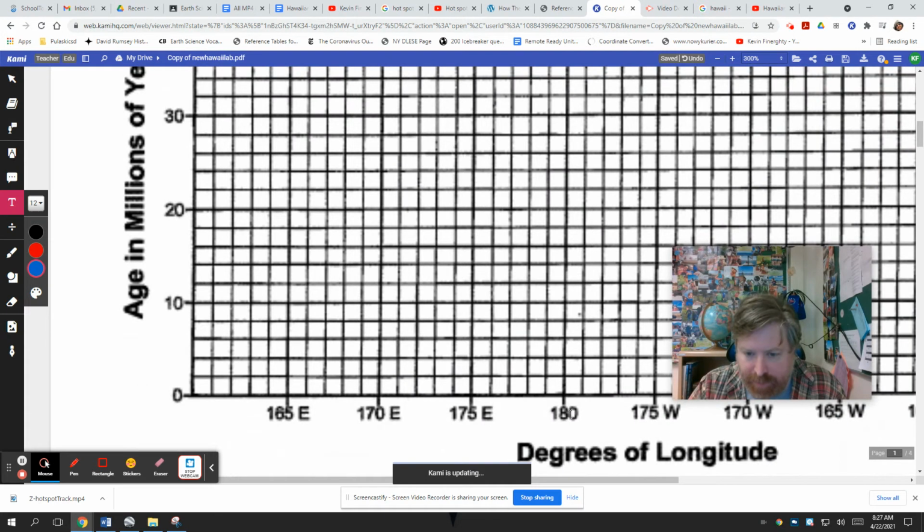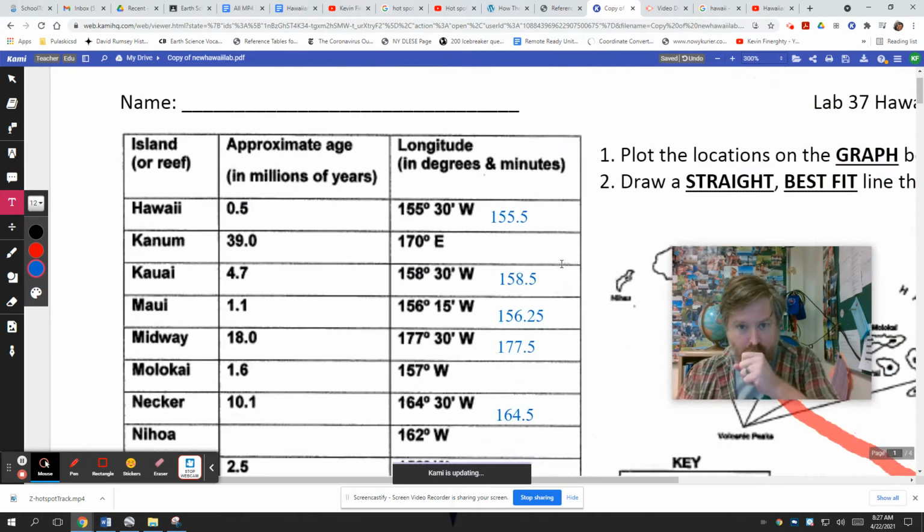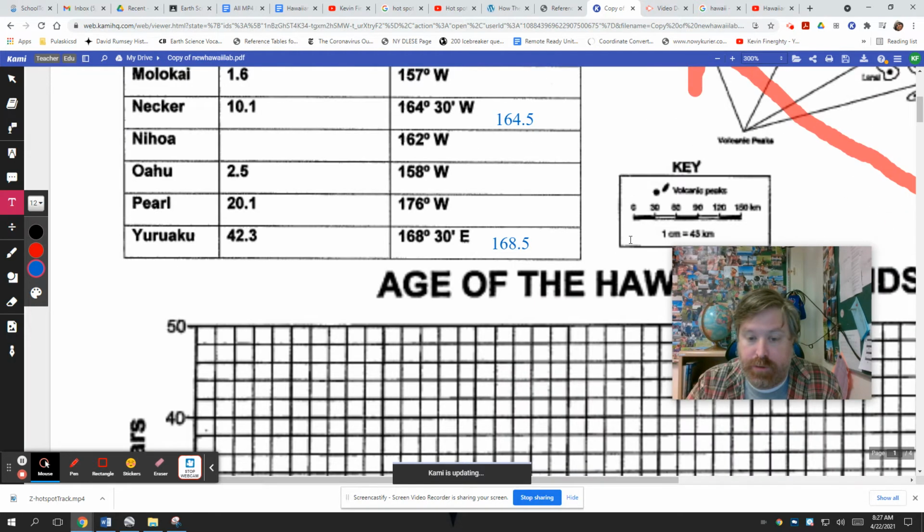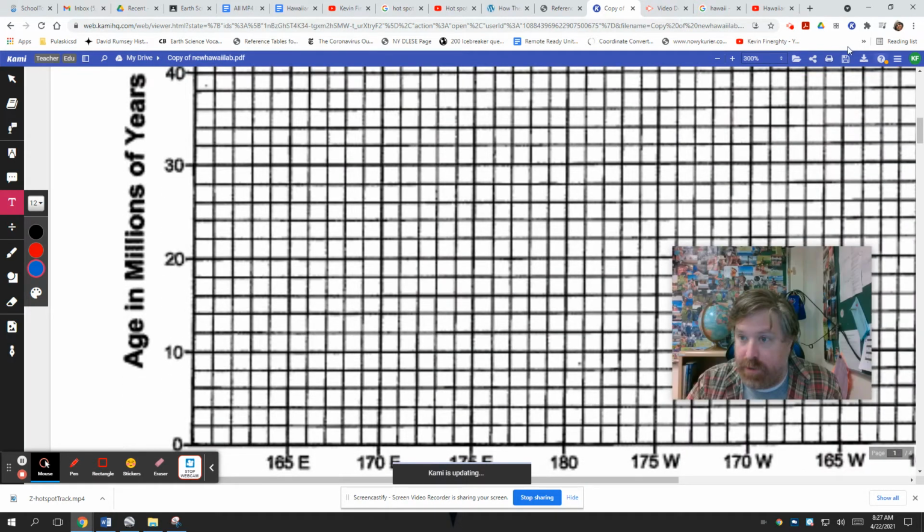Now, look how big a box for a degree is. So is it going to be a big difference between a half a degree and a quarter degree? Not at all. But try to do the best you can. Make it as accurate as you can. You'll do great. Next thing we got to worry about is what's going on down here on the x-axis.